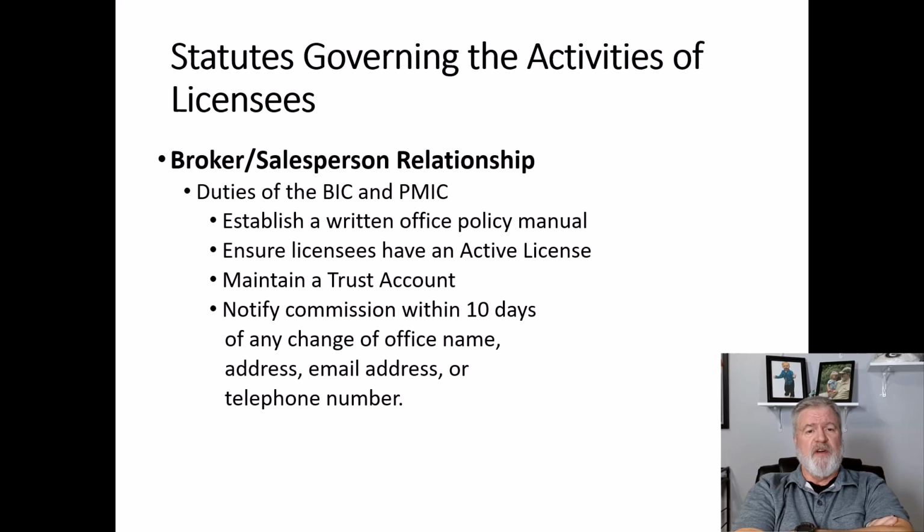And then the fifth duty is obviously you have to establish a written office policy manual. We talked about that in a previous chapter, but every office is required by law to have a written office policy manual. And that's the responsibility of the broker in charge to determine what the policies are in each office. Really, and kind of as a review, the policy manual is really to support the license law. And in fact, the policy manual actually becomes an extension of license law.